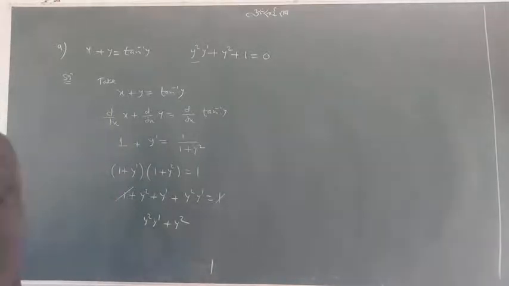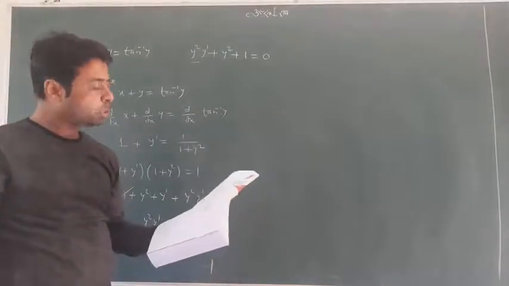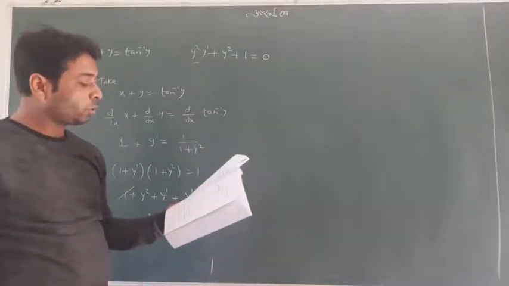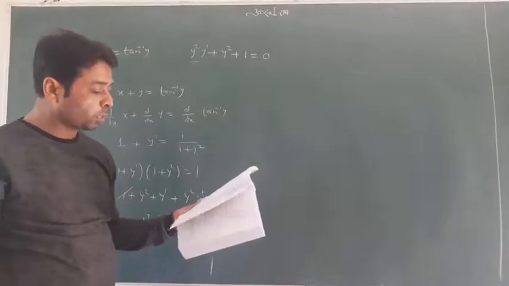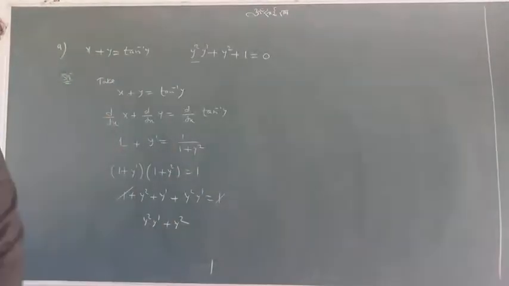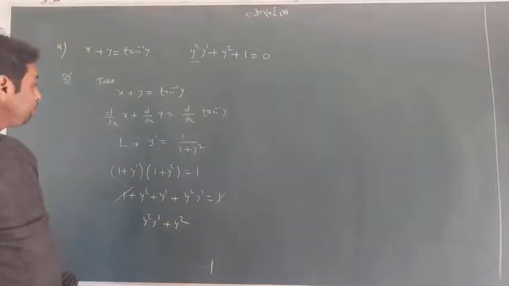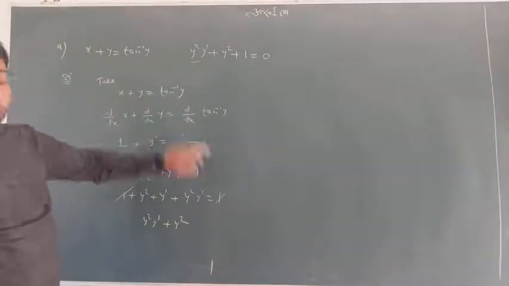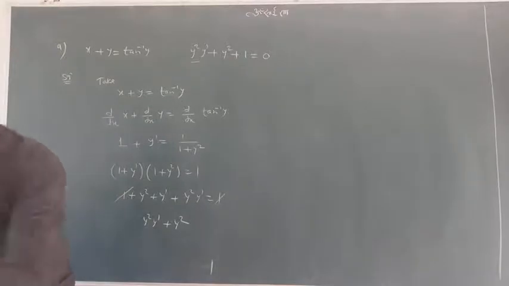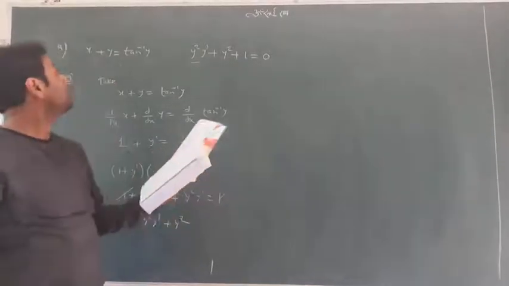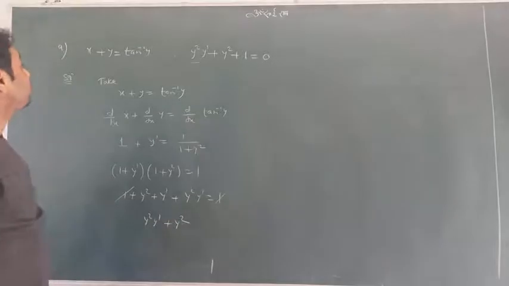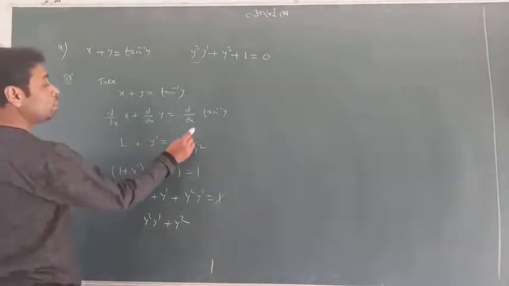Let me see in the book whether maybe I made a mistake. I wrote y dash y dash plus 1 equal to 0, it was. Okay, no matter at all. I would try to get my answer from the term. It is x plus y equal to tan inverse y is given. Let me check it again in the book. X plus y equal to tan inverse y was given. Do differentiation. 1 plus y dash equal to 1 upon y.